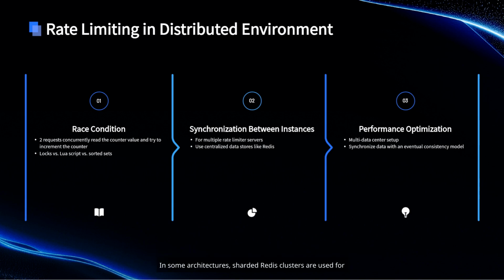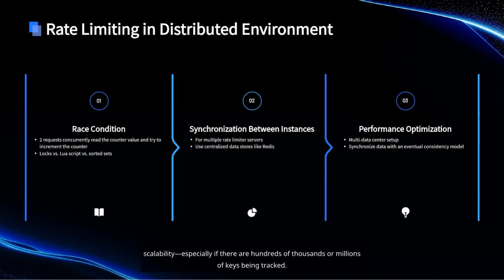In some architectures, sharded Redis clusters are used for scalability, especially if there are hundreds of thousands or millions of keys being tracked. Performance optimization in multi-region setups. When your application spans multiple data centers or cloud regions, minimizing latency and replication lag becomes critical. Latency trade-offs. Reading/writing from a centralized Redis in another region adds round-trip delays. This delay may impact both request latency and rate limiter responsiveness.